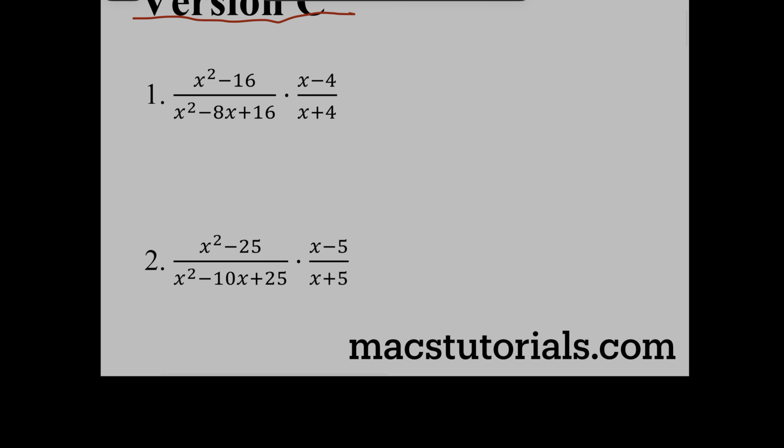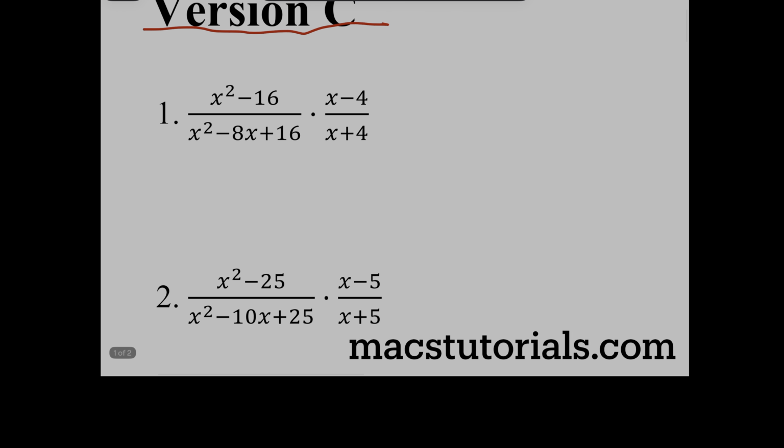All right, number one, I'm going to blow this up. First thing you're going to do is see what factoring you can do. X squared minus 16, well, that's a difference of two squares. That is an x plus 4 and an x minus 4. This, third term positive, signs are the same. Take the sign of the middle. What multiplies to 16 and adds to 8? Well, that's 4. These are both minus 4s.